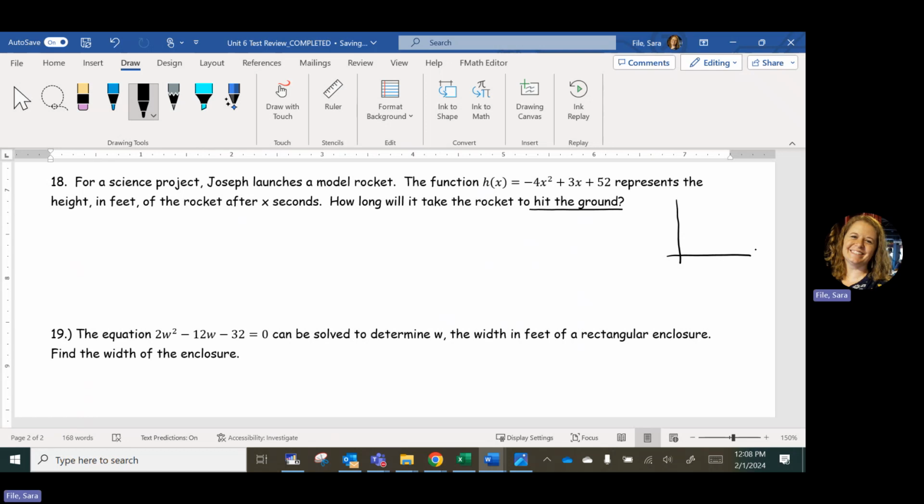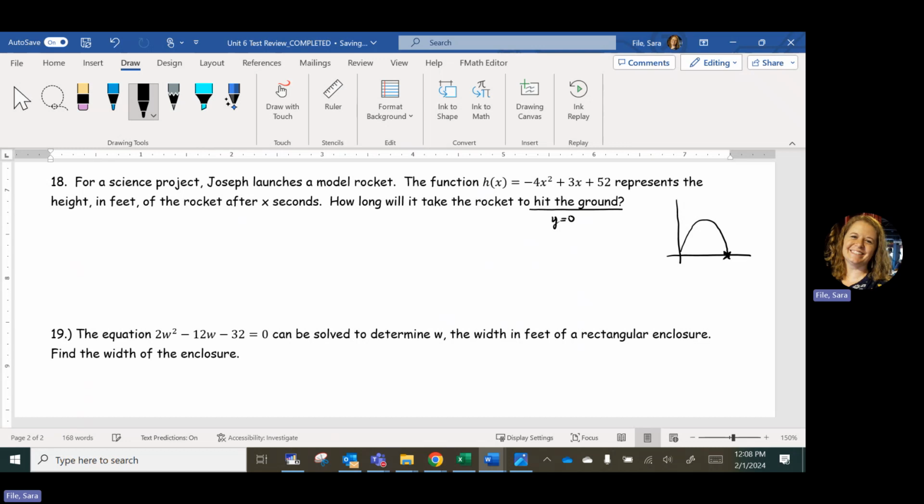Okay, he launches a rocket. Now, I don't know if it's from the ground or not, so my starting point, my y-intercept, may be slightly off. But he launches a rocket, it's going to go up and then it's going to come down and hit the ground. Right there is where it hits the ground. That is where y is 0.